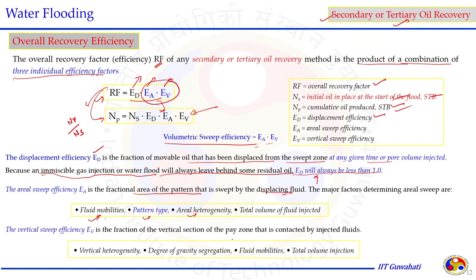Similarly, the vertical sweep efficiency, EV, is the fraction of the vertical section of the pay thickness contacted. So this is our pay thickness, this is the vertical position, how much it is contacted by the water, and this is the aerial position, how much it is contacted by the displacing fluid in the aerial direction. In the vertical sweep efficiency, there are similar factors: vertical heterogeneity, degree of gravity segregation, because the vertical direction has gravity in the picture, fluid mobility, and the total volume injected, similar to the aerial sweep efficiency. These are the factors determining the recovery by these 2 efficiency factors.